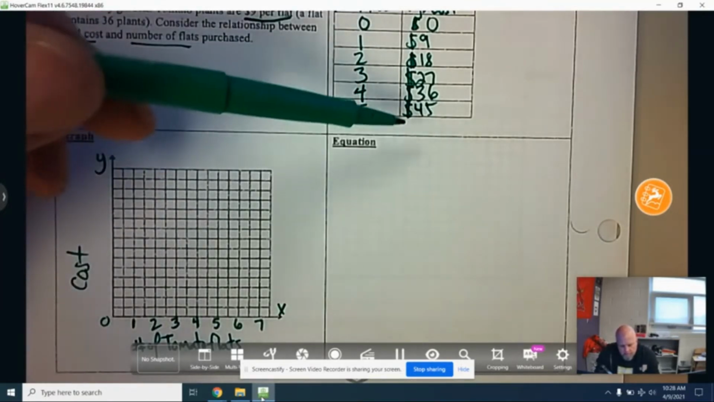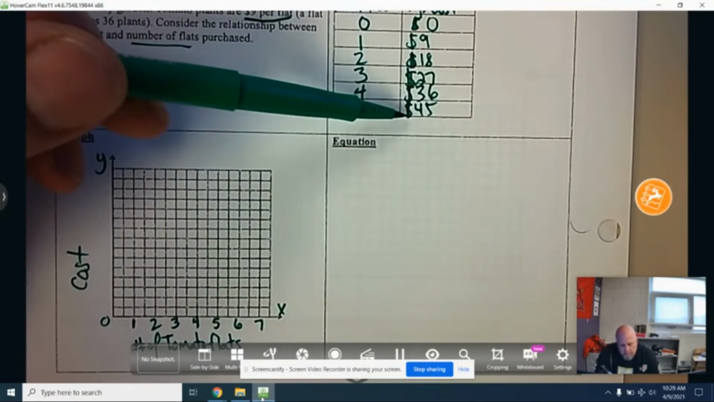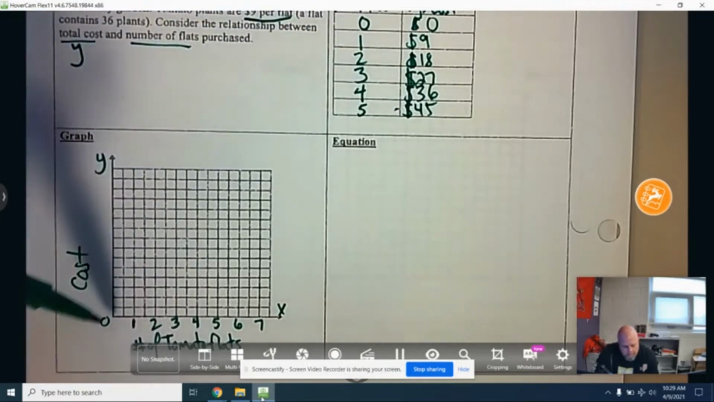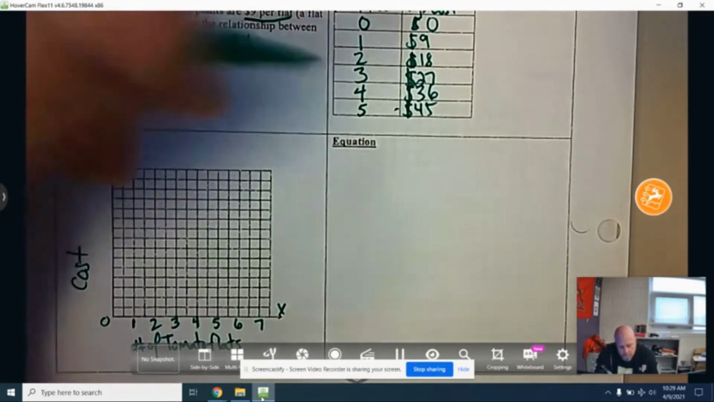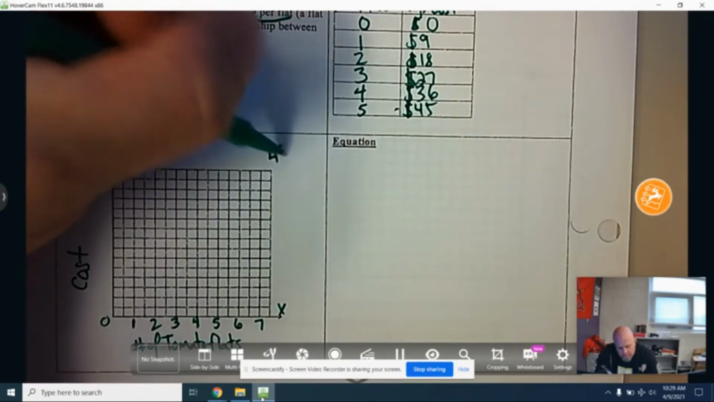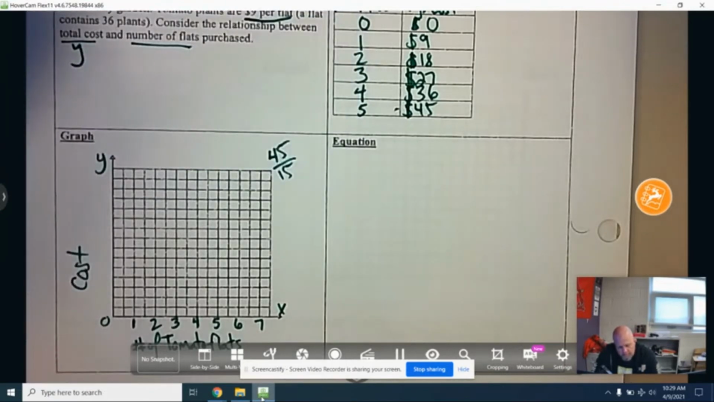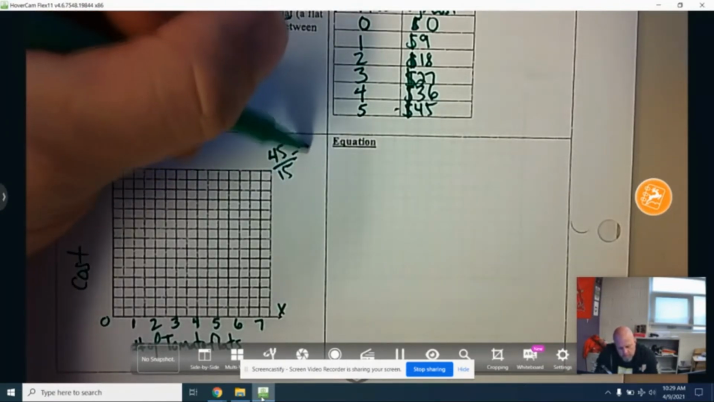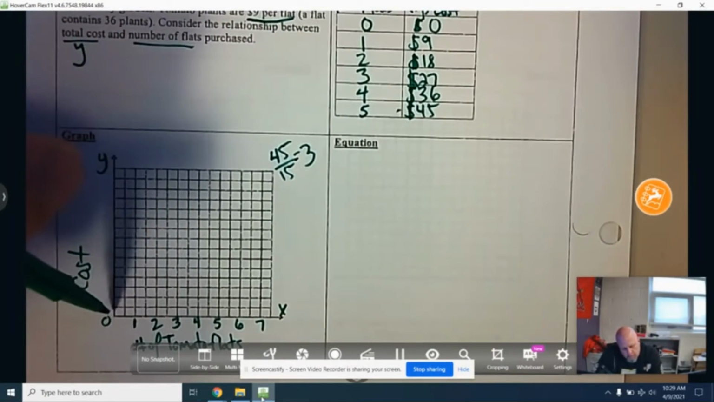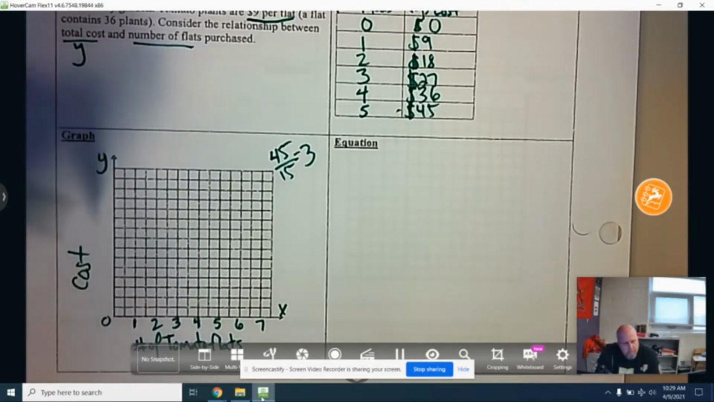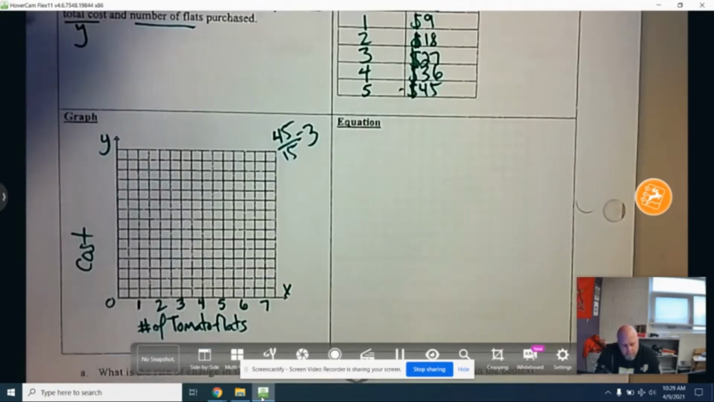Now the total cost. If I look at this, the highest number I need to get up to is 45. If I count all these squares, I'm going to see that there's 15 squares, which means if I take this 45 and divide it by 15, you get 3. For me, that means every little square means $3. Now I don't want to label every square like 3, 6, 9, 12, 15, because you have a lot of numbers there and it looks all jumbled.